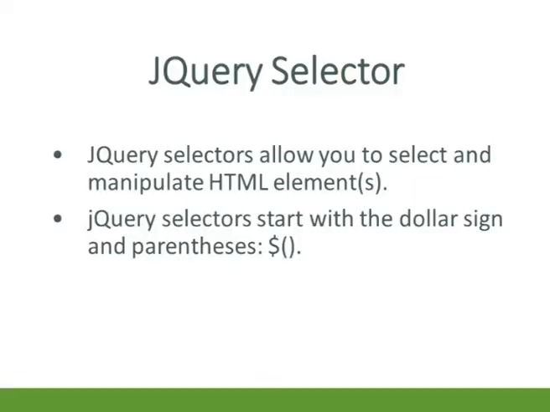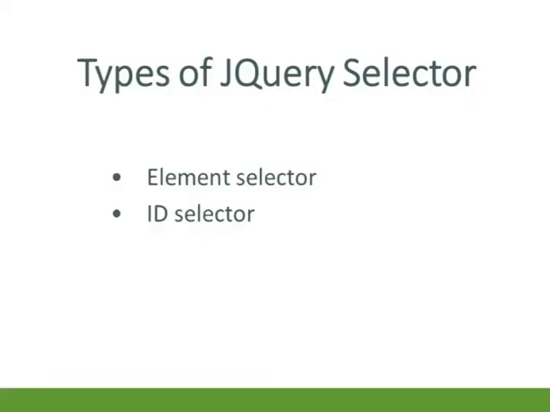Let's move towards another concept in jQuery. jQuery selectors allow you to select and manipulate HTML elements. A jQuery selector starts with a $ sign and parentheses. We can find HTML elements by their names, class, attributes, values of attributes, and much more with the help of jQuery selectors. We have two types of jQuery selectors, the element selector and the ID selector.